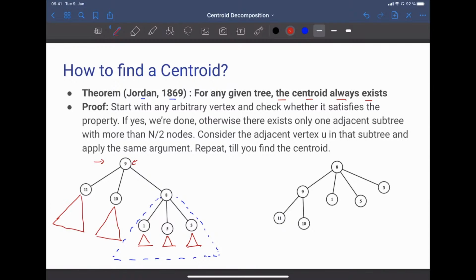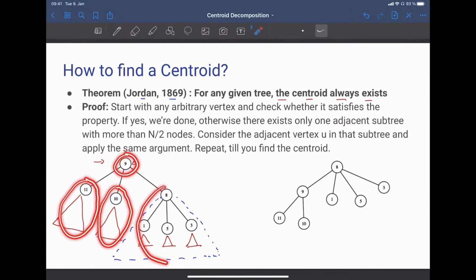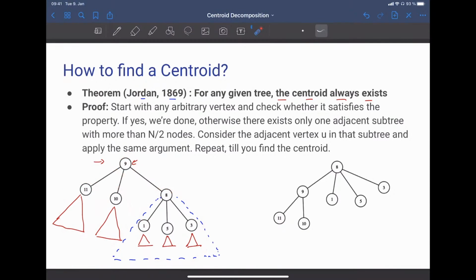So suppose I start with any arbitrary node in the given tree and I ask, is this node a centroid? I already know how to answer that question. Why? Because this node would be a centroid if the subtree size of each of these subtrees would be less than or equal to n by 2. Only then would the given node be a centroid. So I can always ask whether this given node is a centroid or not. I know how to answer it. Suppose this node is the centroid. Then we are done. We already found a centroid.